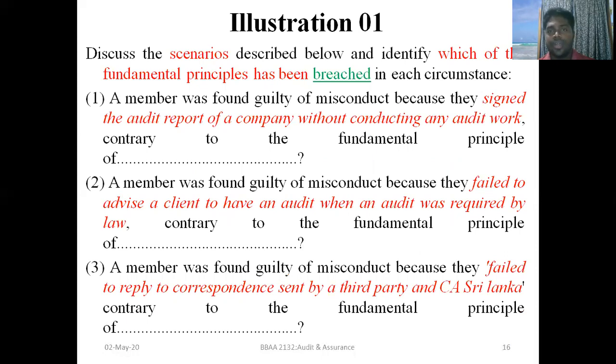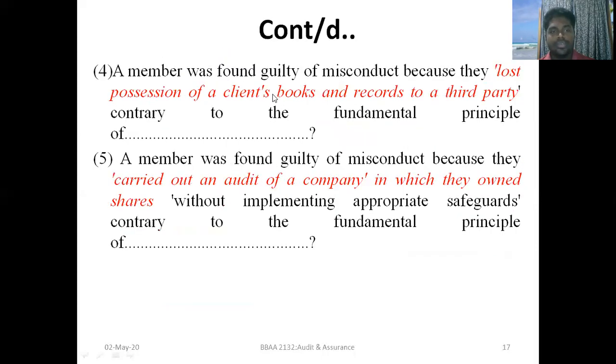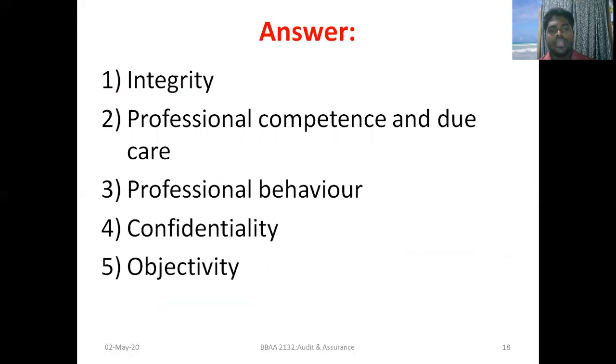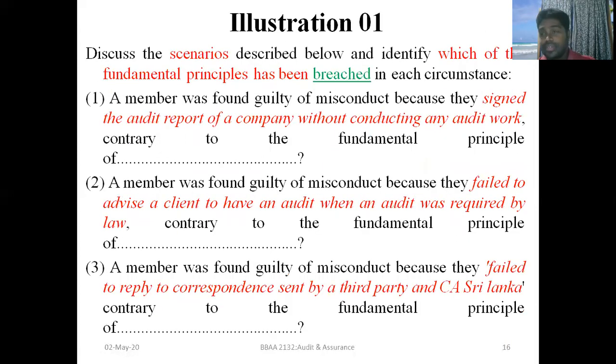This illustration has 1, 2, 3, 4, 5. Yes, 5 examples are there, 5 scenarios. The small scenarios, the small cases. So some situations are given here. So you can read the instruction. Discuss the scenarios described below and identify which of the fundamental principles has been breached.